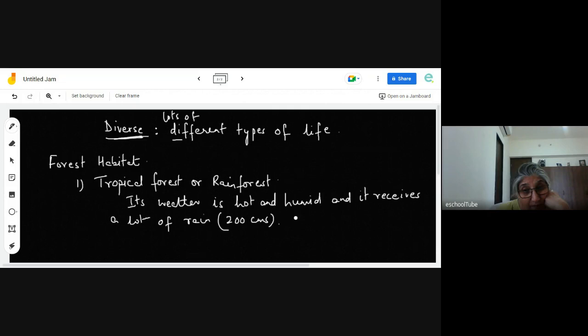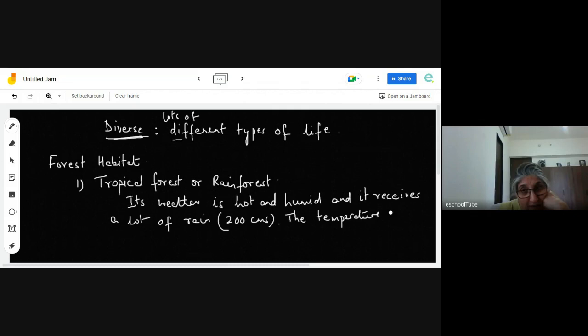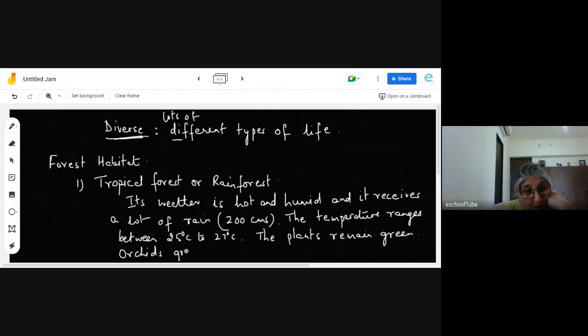What is the temperature like? 25 degrees Celsius to 27. Temperature ranges between 25 degrees Celsius to 27 degrees Celsius, and the plants remain green. And which orchids grow in the rainforests?